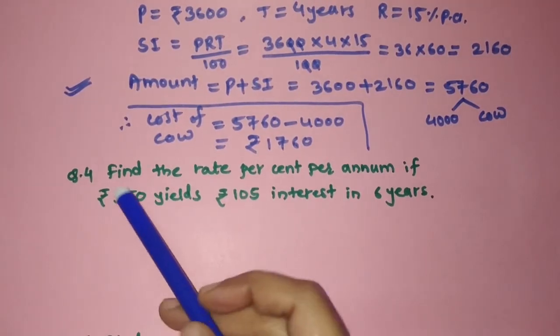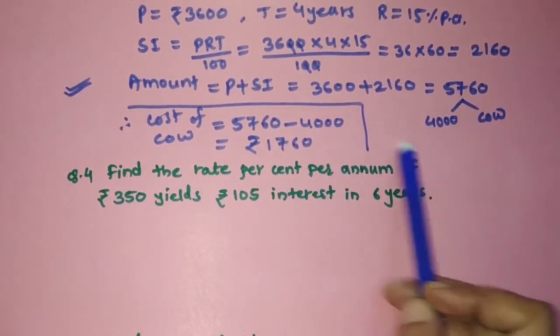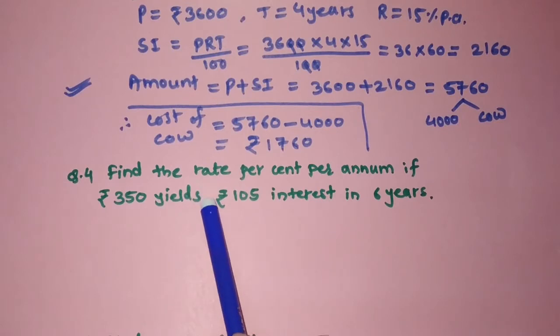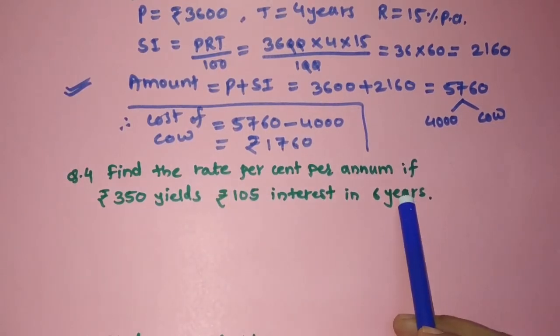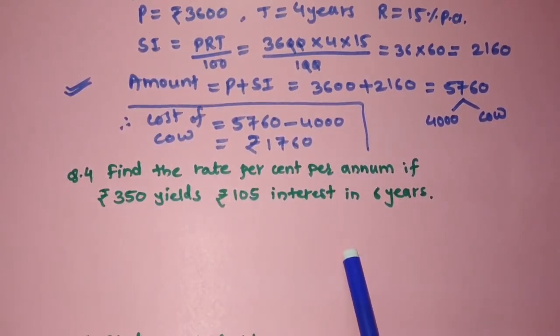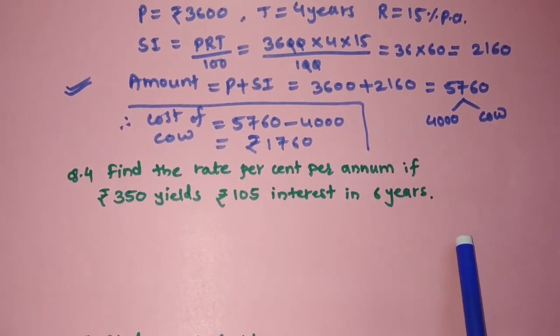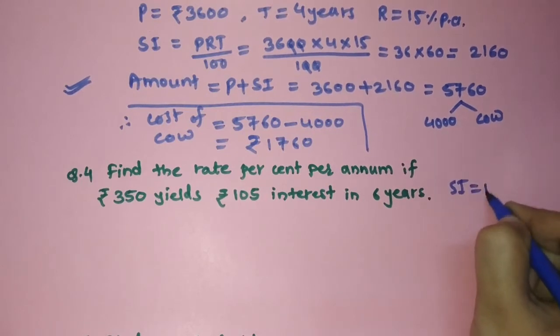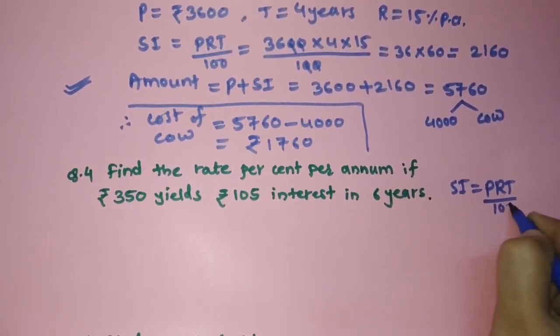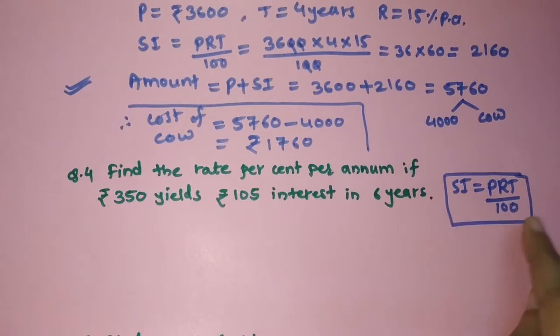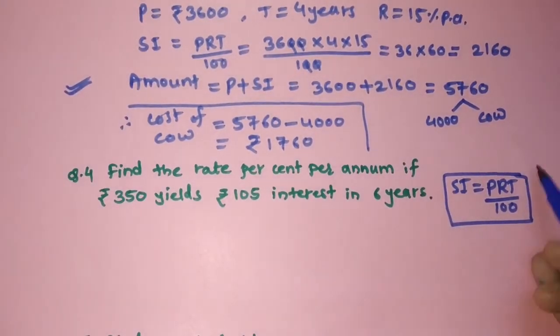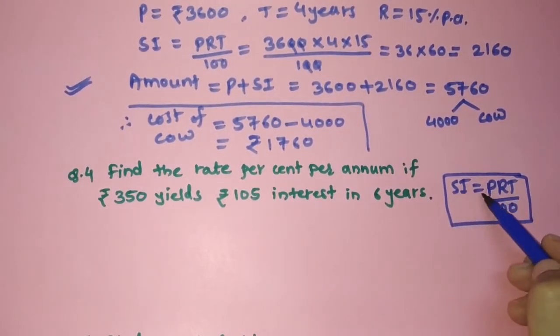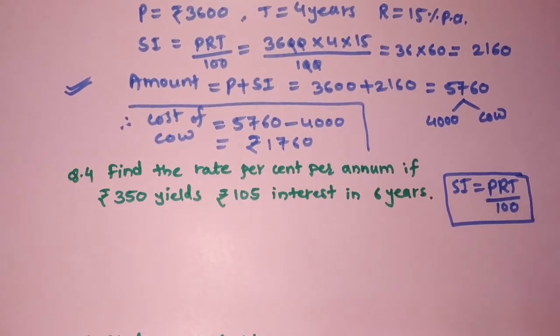So now moving to the next question: find the rate percent per annum if rupees 350 yields rupees 105 as interest in 6 years. So friends, sometimes the rate is unknown to us, sometimes the time duration is unknown to us, so we can alter the one formula and get the unknown thing. Like we have the formula simple interest is equal to PRT divided by 100. From this main formula you can find out anything. If time is not given, you can find it by putting in the values of the other things.